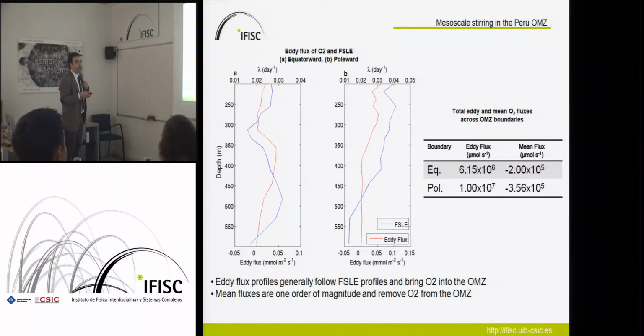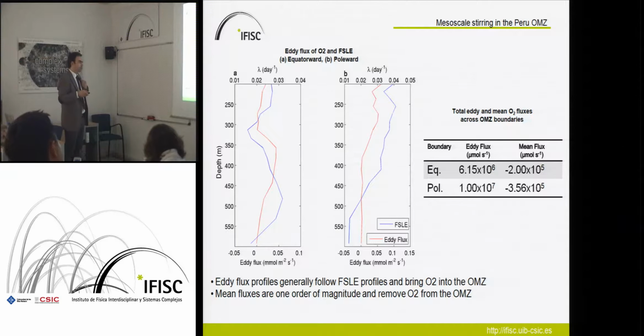So to further quantify this, this time we wanted to find, let's say, a global measure. We computed the eddy fluxes of O2, and we compared across the depths both the north and the equatorward and poleward boundaries, and we found that they roughly coincide with the FSLE average here, which is the blue line. And so we found that there is a correlation between the evolution of the eddy fluxes and the evolution of the FSLE lines on both boundaries.